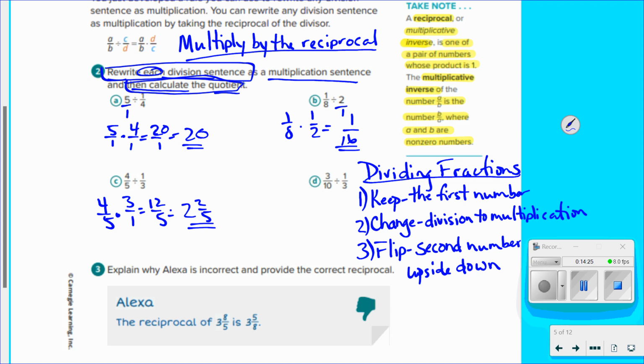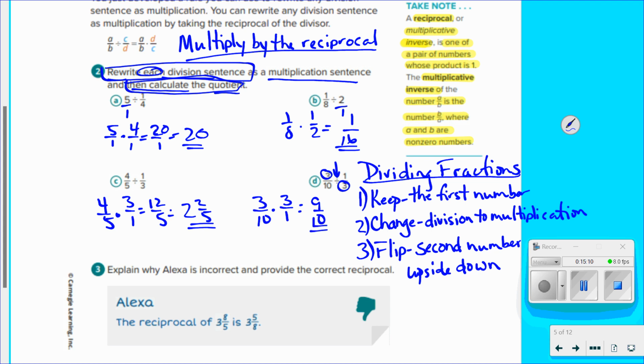Okay, part D, keep 3/10, change to multiplication, flip, becomes 3 over 1. No reductions. I do want to add a side note on this. For those of you that have actually been converted and understand how awesome doing reductions is, I cannot reduce in division. So even though I've got a 3 here and a 3 here, when it is division, I cannot reduce. Is everybody clear on that? If you do reductions there, it's going to mess it up. You can only reduce in multiplication. So that means I now have 3 times 3 is 9, 10 times 1 is 10.